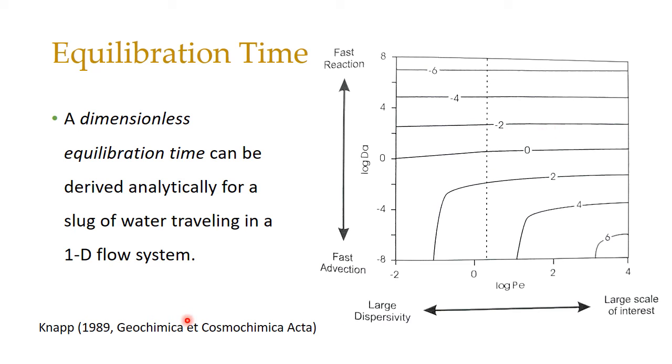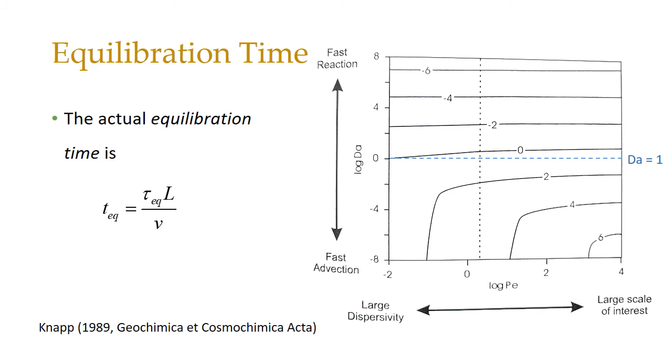All right, so let's see the next one of these. Now, here is the actual equilibration time. You multiply this tau, which is what you're reading off this graph, by your length scale of interest and divide by your advection rate. I've marked the Damkohler number equals 1 right here. And the Peclet number is 2. So if you're thinking about numerical issues, then this is the side you want to be on to not have issues with oscillations.